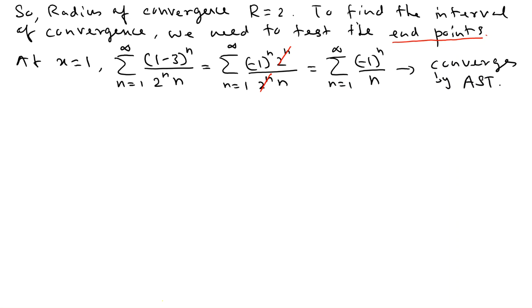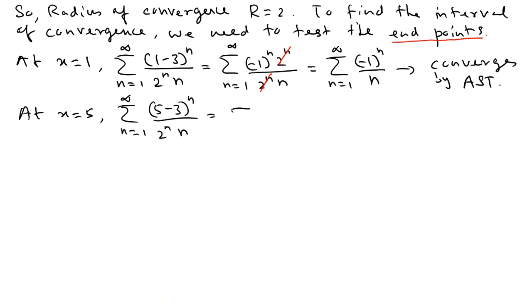We know it's called AST. Good. Let's do the same thing with the other point. So let's look at the other corner, at x equals 5, the series n going from 1 to infinity. So we do the same thing. It is (5 minus 3) to the n over 2n.